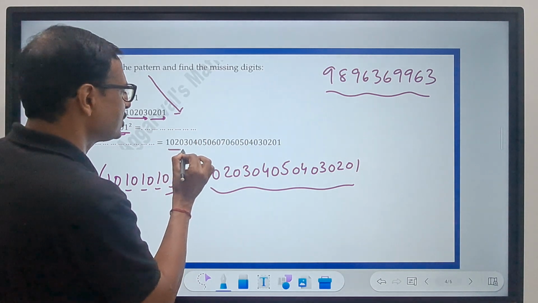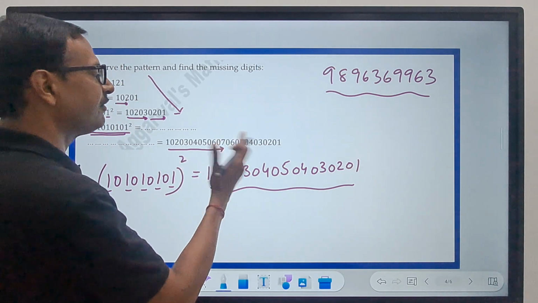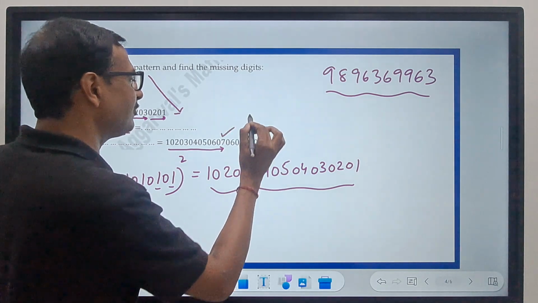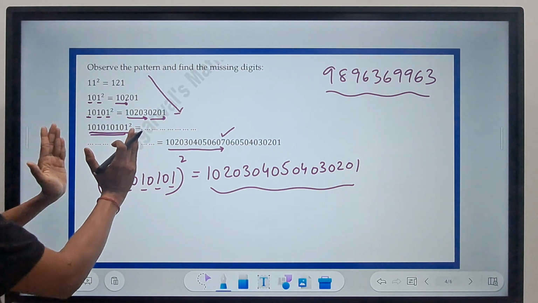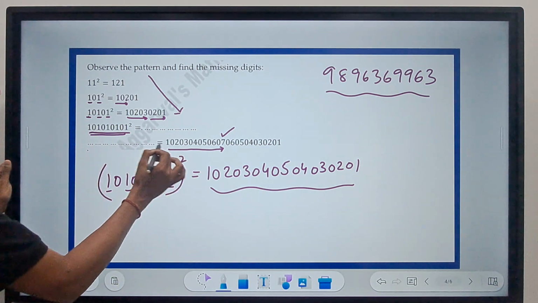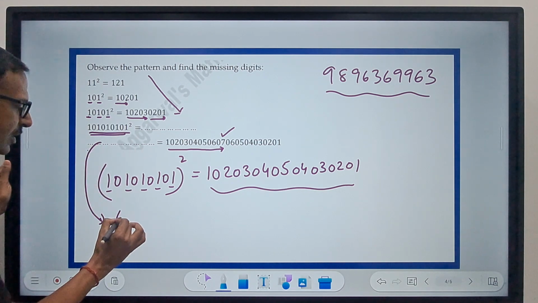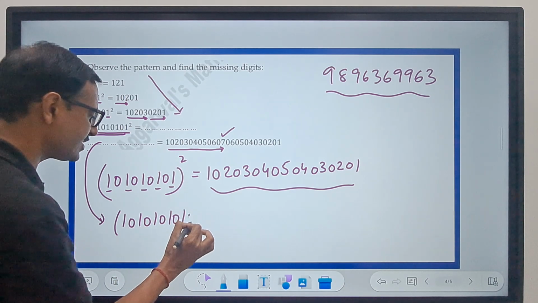So 1 0 2 0 3 0 4 0 5 0 6 0 7, right? And after that reverse 0 6 0 5 0 4 0 3 0 2 0 1. So 7 ones will be there in my base here. And so my answer for this question will be, I have to take 7 ones. 1 0 1 0 1 0 1 0 1 0 1 0.